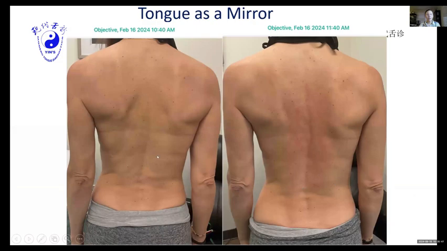So this is a 51-year-old lady. She started to have scoliosis since she was a teenager. So you see her spine is twisted, tilted to the right, and then at the arthritic level, it goes to the left, right? So this is February 16, time is 10:40. This is February 16, time is 11:40. So we have pictures before the treatment and after treatment.